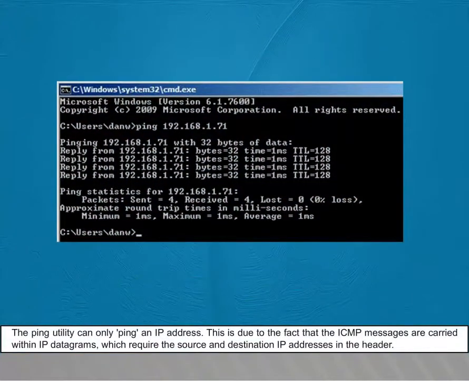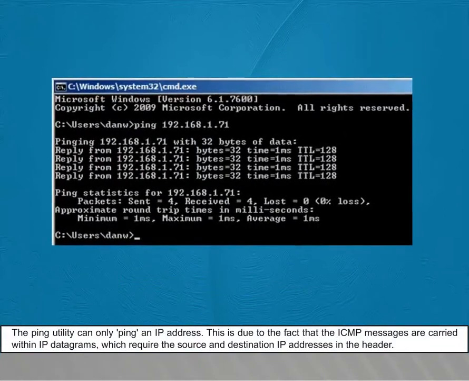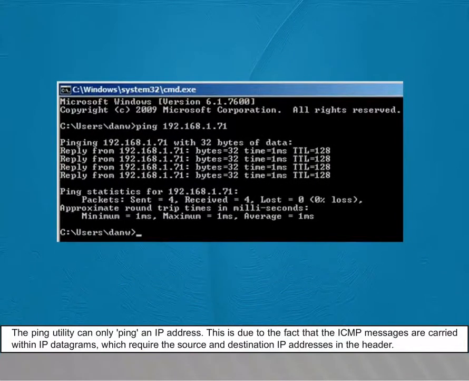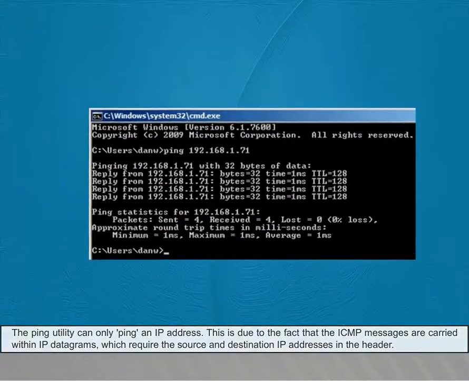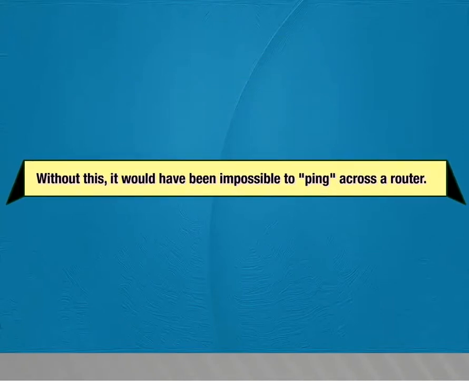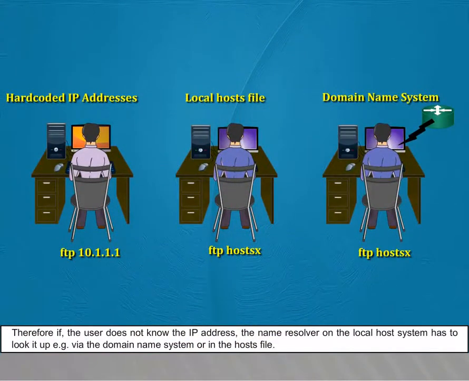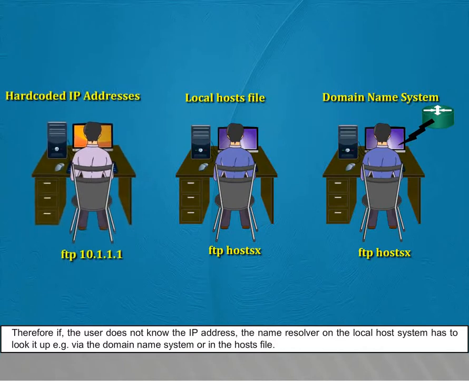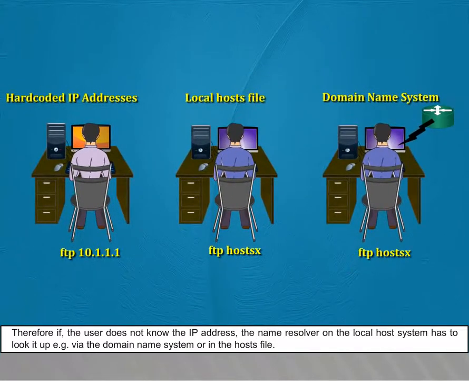The ping utility can only ping an IP address. This is due to the fact that the ICMP messages are carried within the IP datagrams, which require the source and destination IP addresses in the header. Without this, it would have been impossible to ping across a router. Therefore, if the user does not know the IP address, the name resolver on the local host system has to look it up, for example, via the domain name system or in the host file.